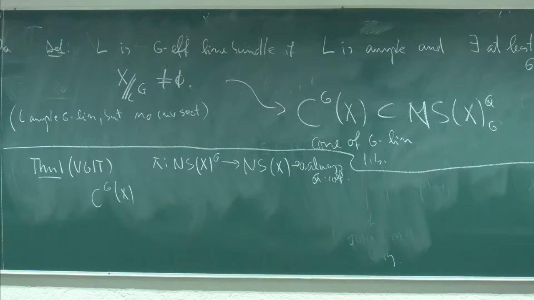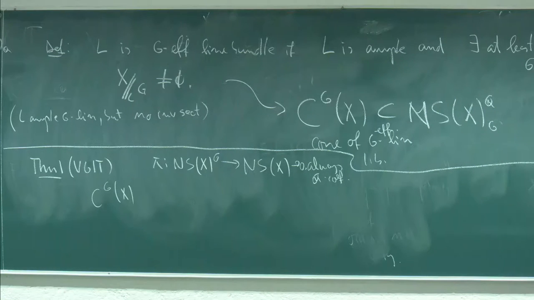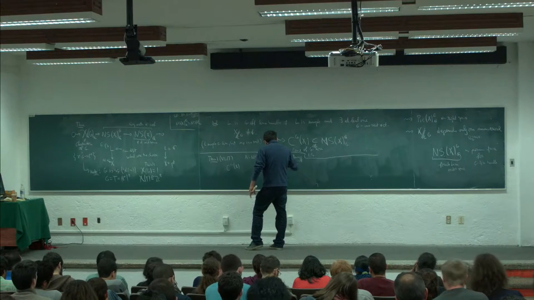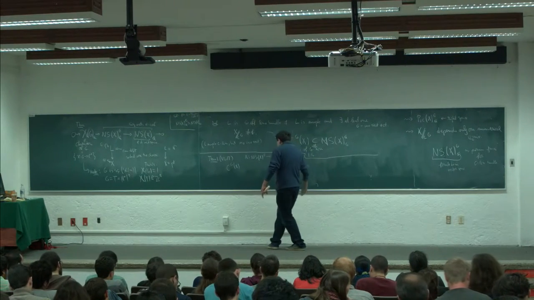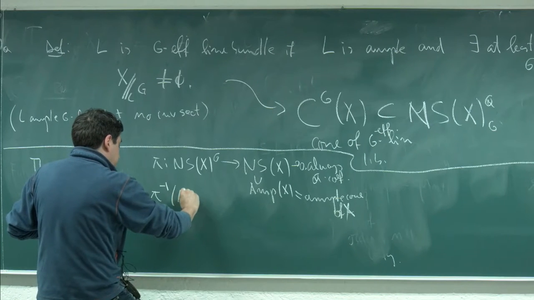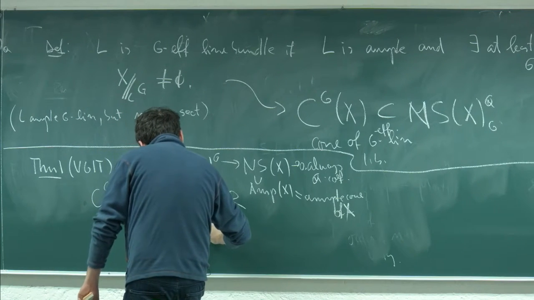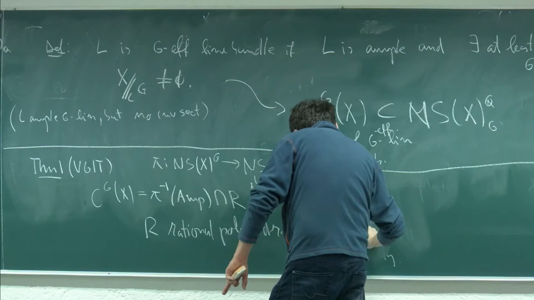The cone of G-effective line bundles. To skip writing Q over and over, when I write Neron-Severi it is with Q coefficients. So I have the natural surjection, and in Neron-Severi, I have the ample cone of X. Then the statement is that this cone is the pi inverse of the ample cone intersected with R, where R is a rational polyhedral cone in Neron-Severi.